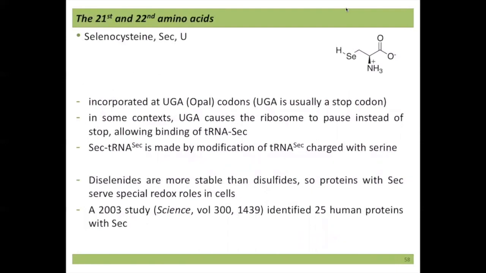So the 21st, selenocysteine, is incorporated at what they refer to as a stop codon, which we really haven't talked about in DNA, but it doesn't really have its own codon. It just kind of slips in.